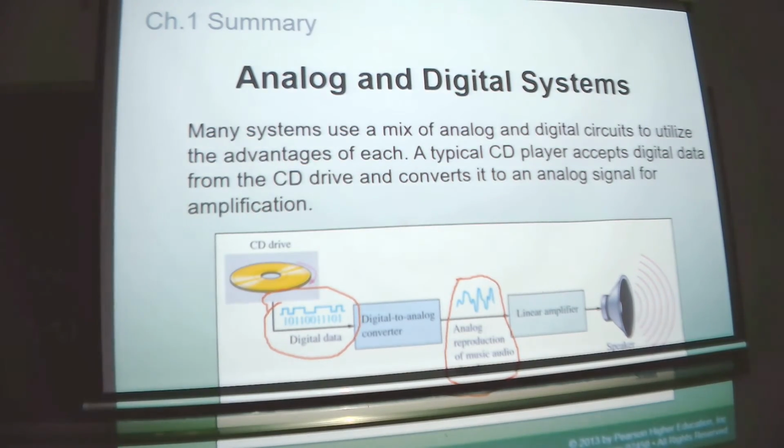Then it is amplified by a linear amplifier and sent to the speaker. So we can listen to the music. So this is an analog and digital system, because there are digital signals and analog signals in one system.